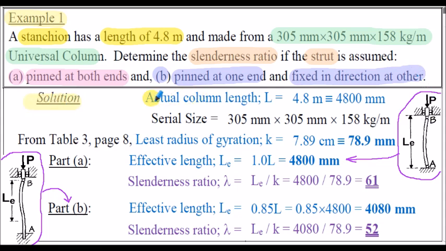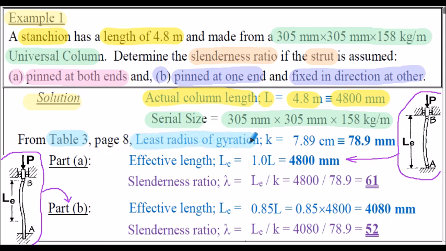So the actual column length, L, is 4.8 meters. I've converted that into millimeters here, 4,800 millimeters. Designated serial size here, 305 millimeters by 305 by 158 kilograms per meter. So from table 3 in our notes, I'll show you on the next slide, the least radius of gyration, K, is 7.89 centimeters, and of course that's equivalent to 78.9 millimeters.